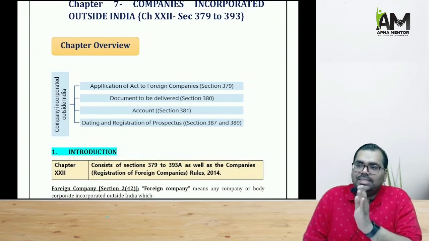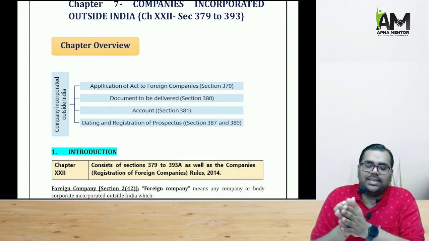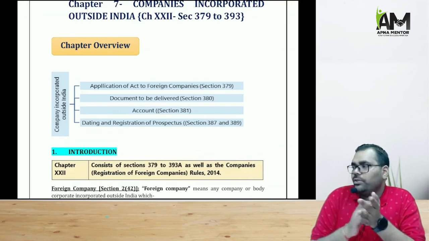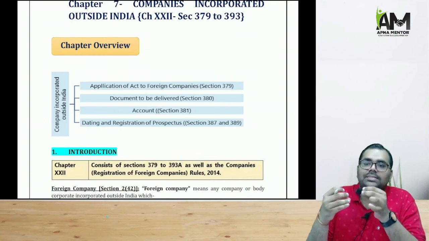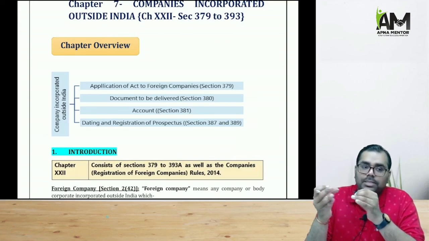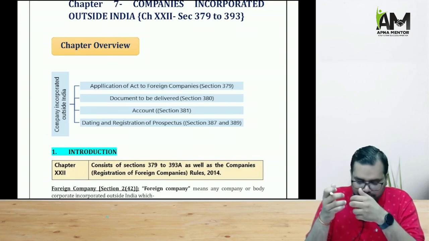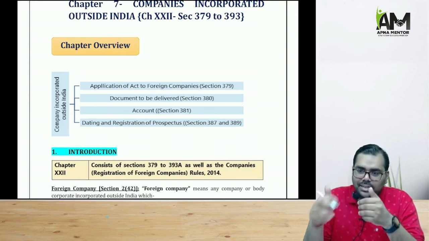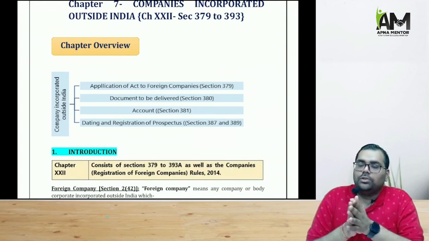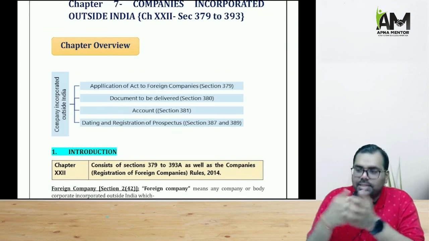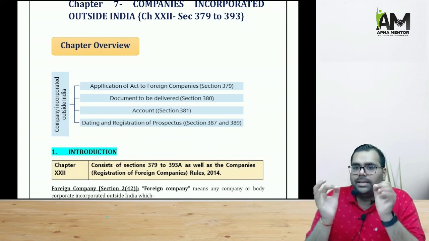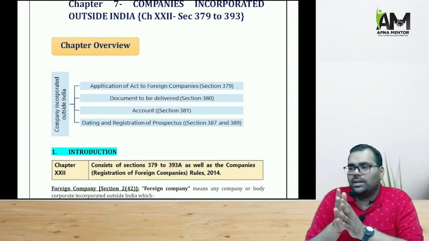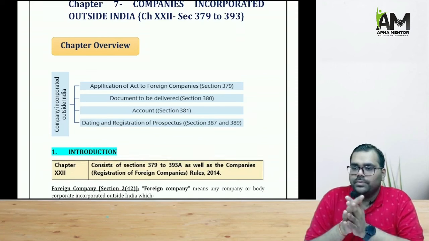So the first three sections: 379, 380, 381. Section 379 talks about the applicability of the Act. Section 380 talks about the documents to be delivered to the ROC, and section 381 talks about accounts, how we are going to maintain the accounts. Applicability of Act, 380 documents to be delivered to the ROC, and 381 accounts.